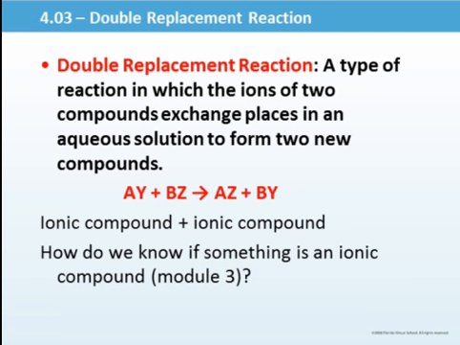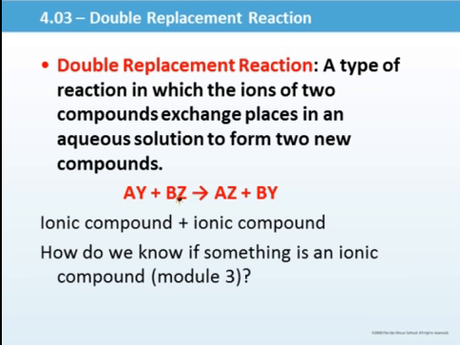A double replacement reaction is where we have two compounds, and I have listed them as AY and BZ. The individual letters just represent an ion. Keep in mind that we always put metals first. So A and B are metals, Y and Z are either nonmetals or polyatomic ions, because with ionic compounds, we always write the metal first. So AY is some ionic compound, BZ is another ionic compound.